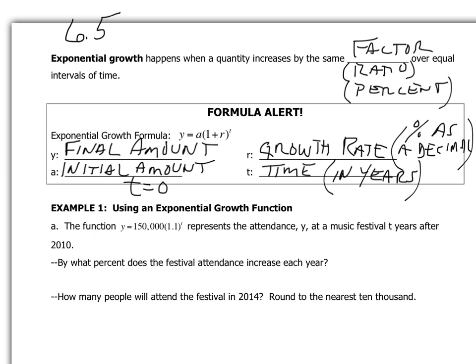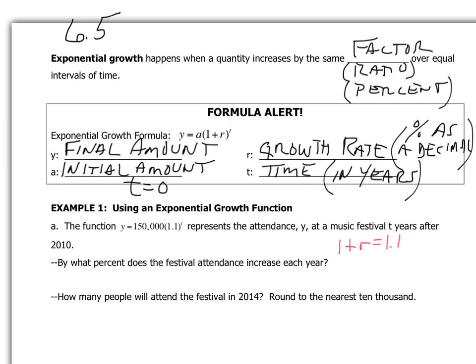So let's look at example 1. How do we use this exponential growth function? Here we have a function, y equals 150,000 times 1.1 to the t power, which represents the number of people in attendance at a music festival t years after 2010. By what percent does the festival attendance increase each year?